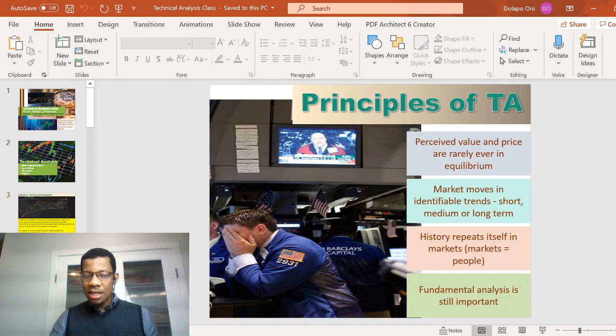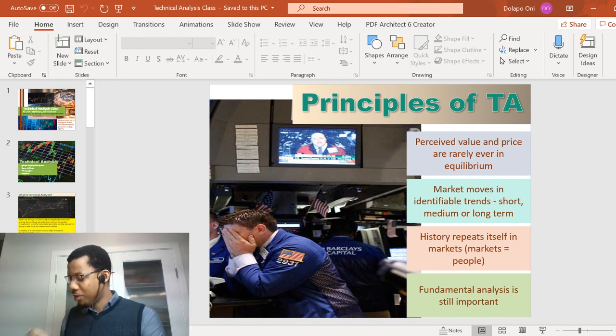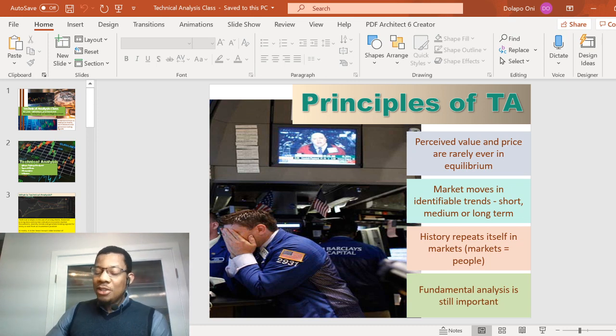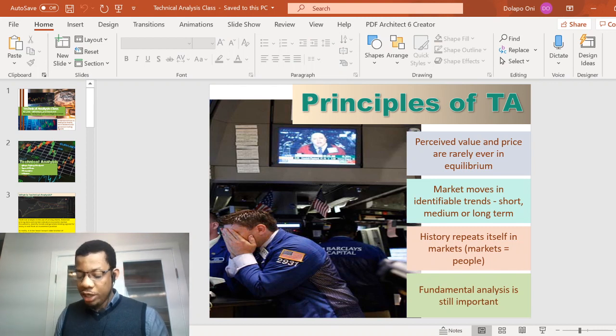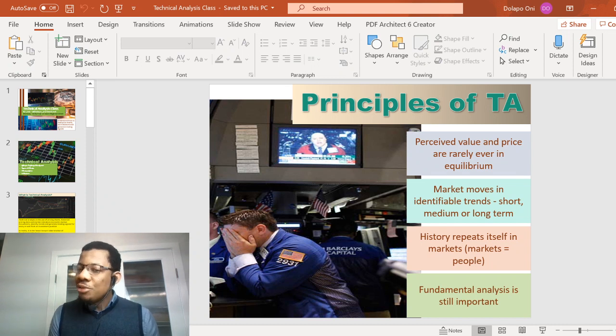Okay, so let's quickly talk about some principles of technical analysis, some things that guide it. These are the principles that underline why we as investors should rely on technical analysis. Number one is the fact that the value of an item and the price of the item in the market are rarely ever in sync. They are rarely ever in equilibrium. They are rarely ever equal.